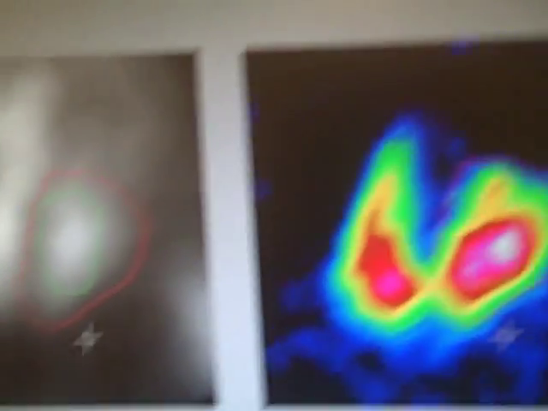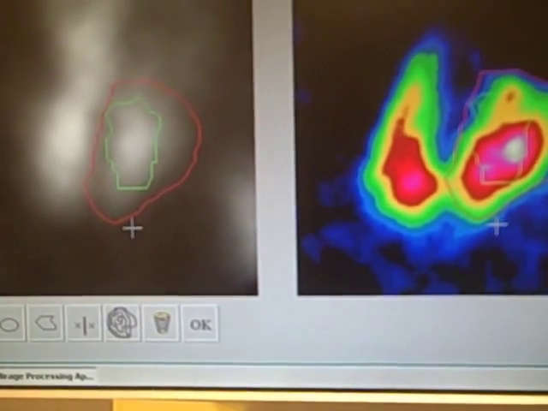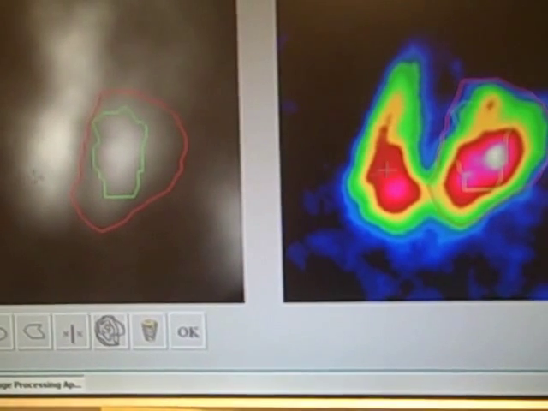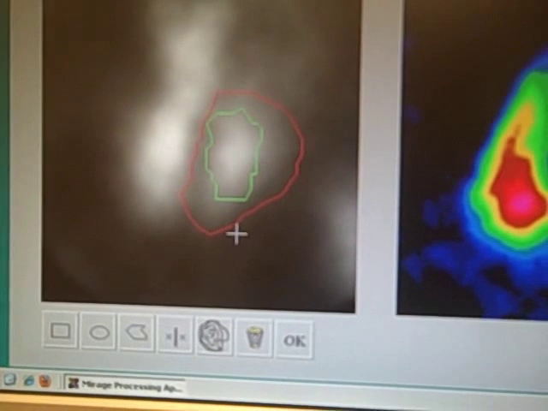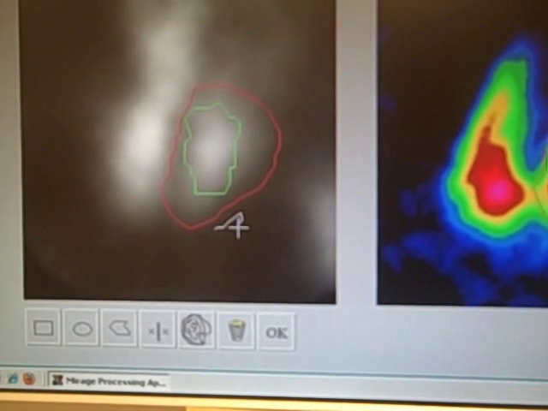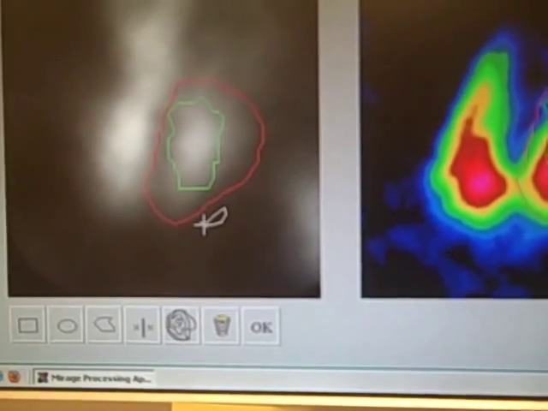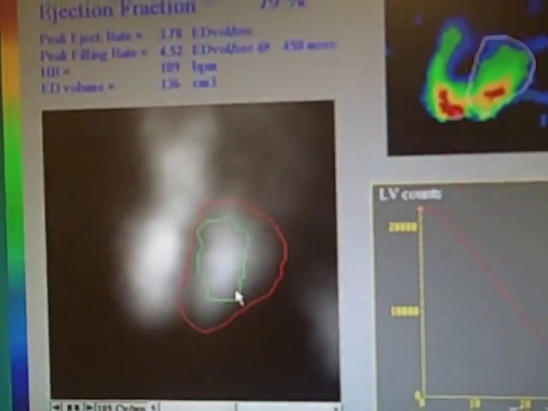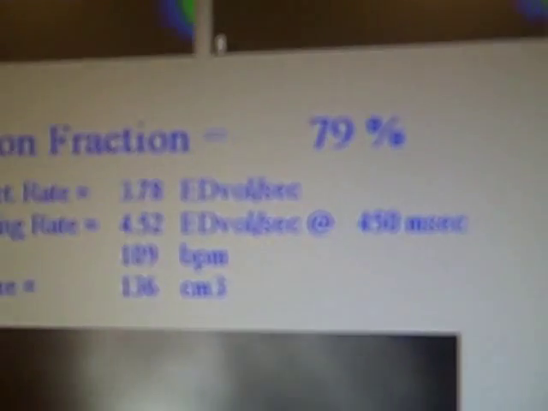Going to go over and take a look at the background. When we draw the background on a MUGA, you want to go down towards the bottom of the left ventricle, somewhere where there's not a lot of activity. Background is just background. Usually we do a little teeny boat type of thing. I'm going to put my finger down on the right key on the mouse to click it off. And now that I have redone the background, the EF is now 79%.